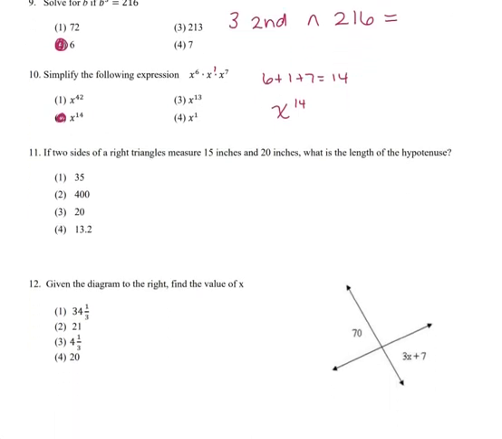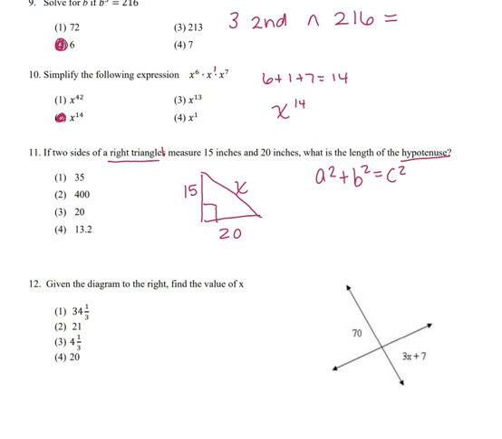For 11, it says if two sides of a right triangle measure 15 inches and 20 inches, what is the length of the hypotenuse? Now whenever I see a right triangle, I'm looking for a missing side. That's when I'm using Pythagorean theorem. So 15 and 20 are my legs. My hypotenuse is always across from the right angle. My hypotenuse is always going to be my C value. So I'm going to go to my reference sheet. I'm going to look for a Pythagorean theorem. I'm going to write down a squared plus b squared equals c squared.